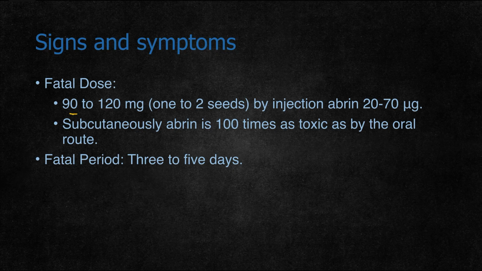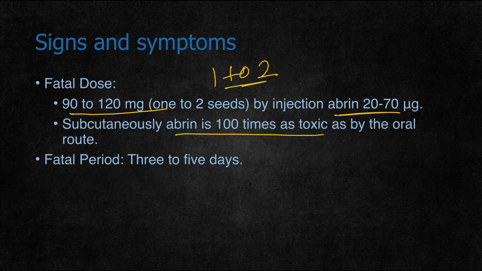The fatal dose is 90 to 120 grams, that is 1 to 2 crushed seeds, or injection of Abrine. If the active principle is present, 20 to 70 micrograms is poisonous. Subcutaneous Abrine is 100 times more toxic than by the oral route. The fatal period is 2 to 3 to 5 days, since absorption of the seeds takes time.